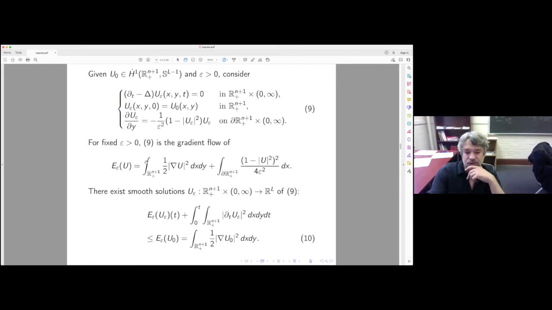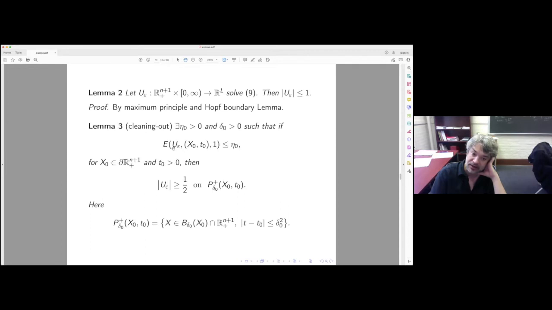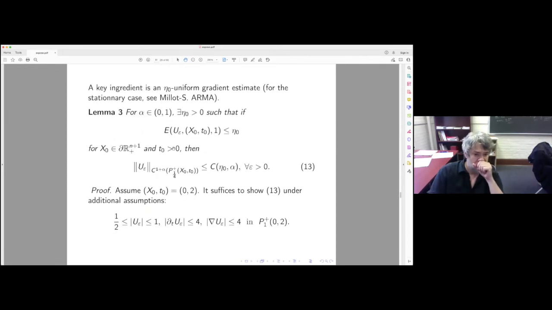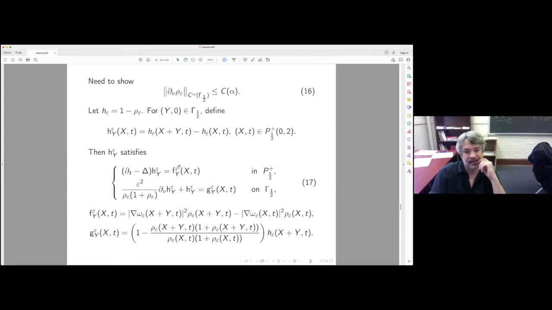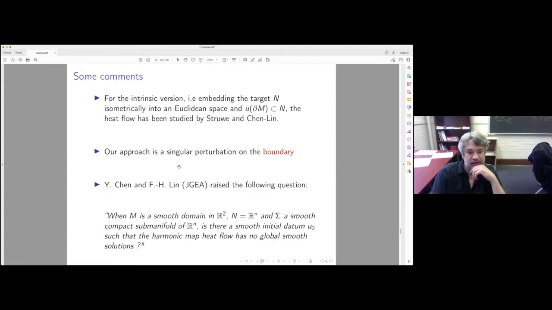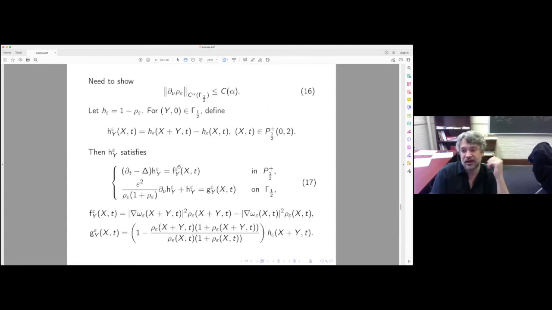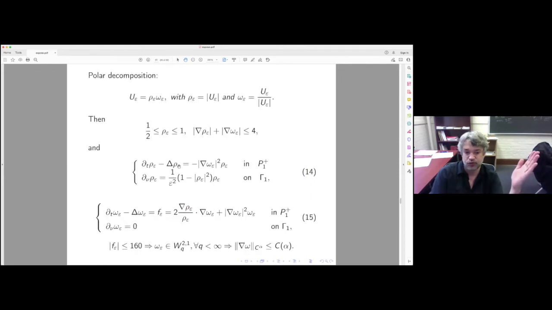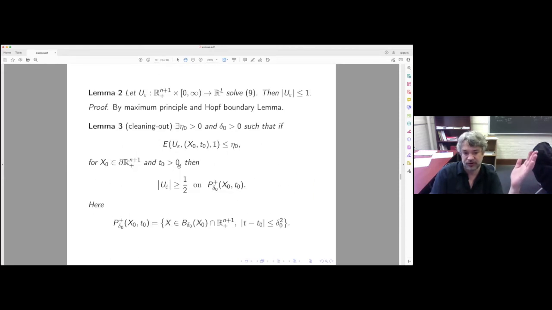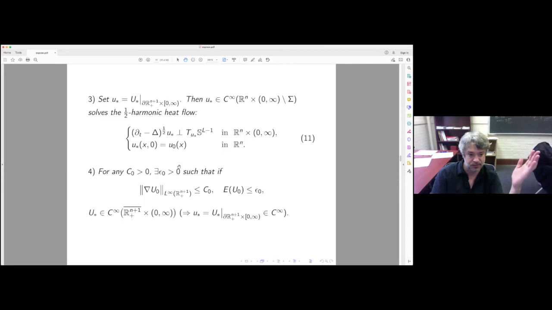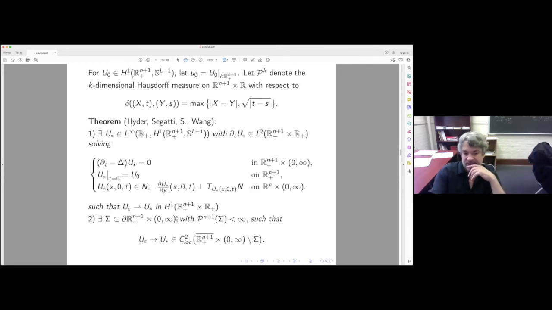You have really a point-wise gradient estimate, right? This is a C1 alpha estimate, uniform in epsilon. So you have to work a little bit to do that, and then once you have that, you manage to pass to the limit, epsilon goes to 0 actually, and get exactly, let me put again the theorem, get exactly that.